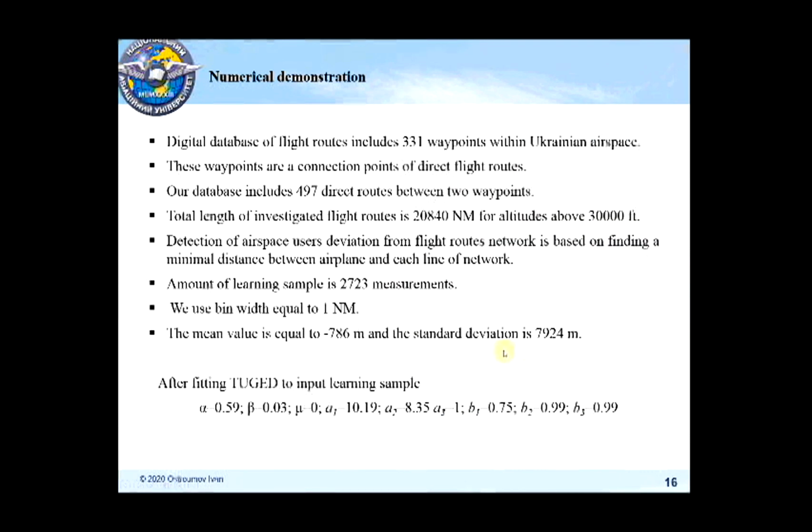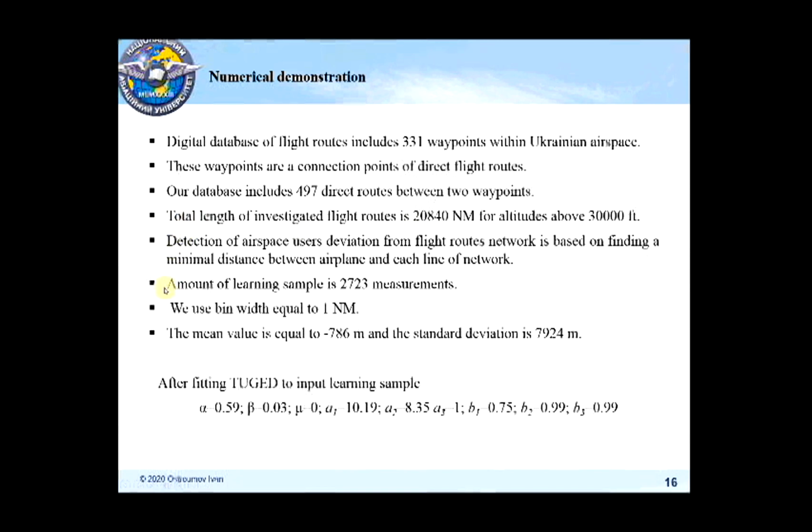Okay, in our research we use a digital database of flight routes, which uses 331 waypoints in the Ukrainian airspace. All of these waypoints are connected by direct flight routes, which include approximately 500 direct routes between pairs of waypoints. Then, according to this database, we can estimate the total length of our flight routes.